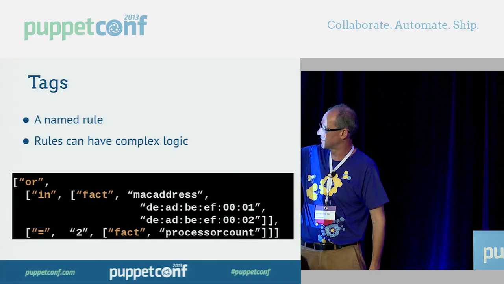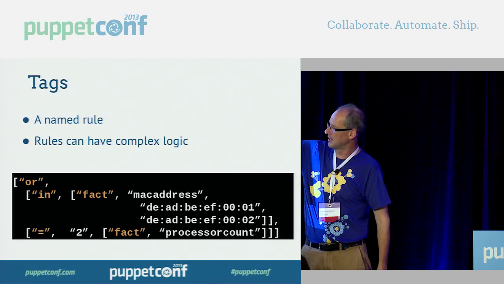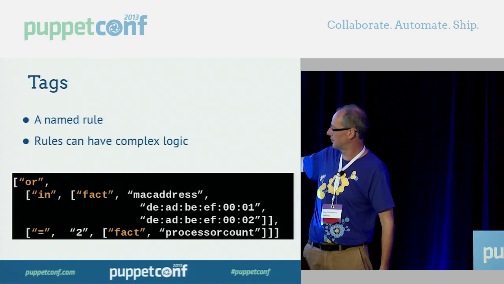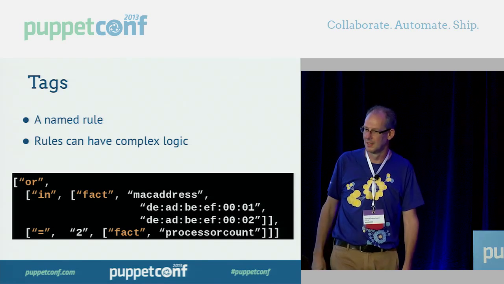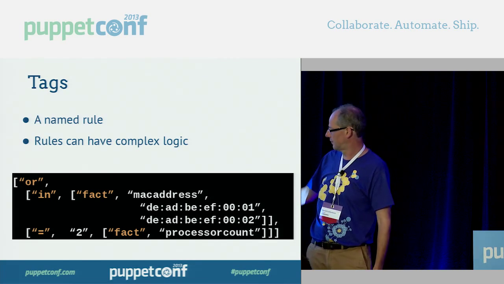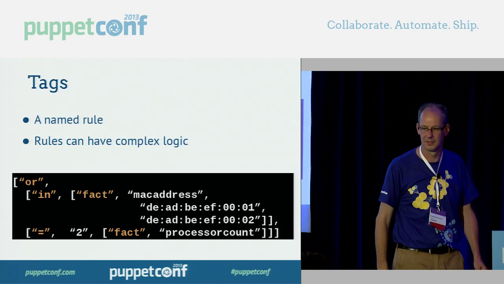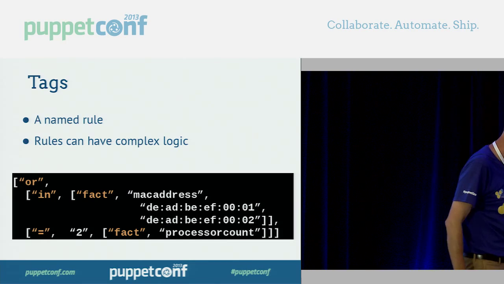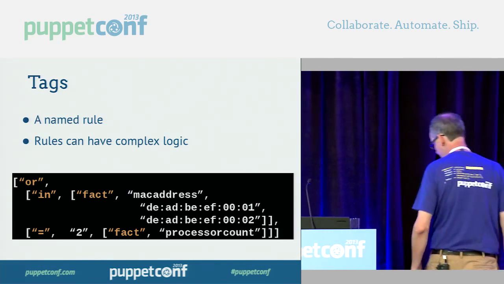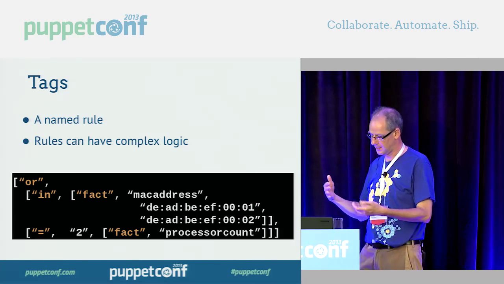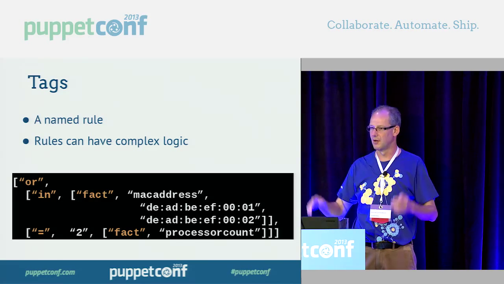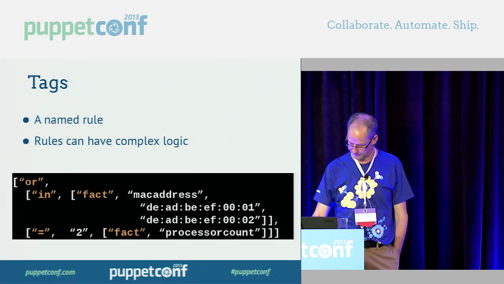So this rule here says, take the MAC address fact, and if it's one of those that I have listed here, the rule matches, or if this box has 2 processors, then whatever that tag is, it matches. And this matching by MAC address kind of gives you a backdoor for very simple cases where you really know I only want this on those machines.